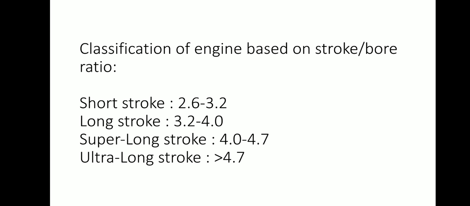Before moving on further, let's have the basics: the different classifications on the basis of stroke to bore ratio. For short stroke, usually the stroke to bore ratio will be from 2.6 to 3.2, and for long stroke, 3.2 to 4. For super long stroke, the stroke to bore ratio will be 4 to 4.7, and above 4.7 it is generally called ultra long stroke.